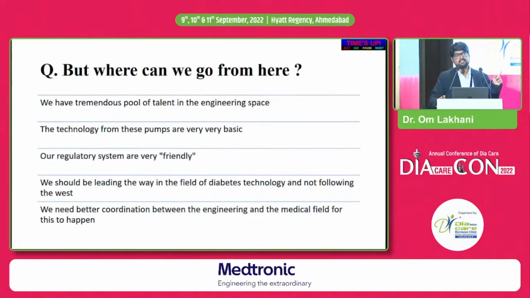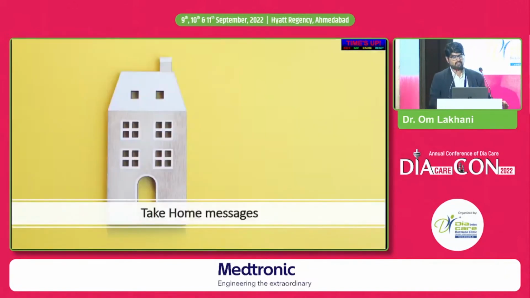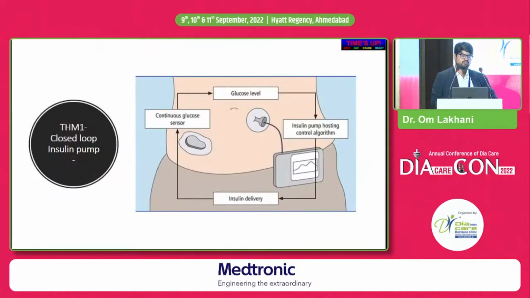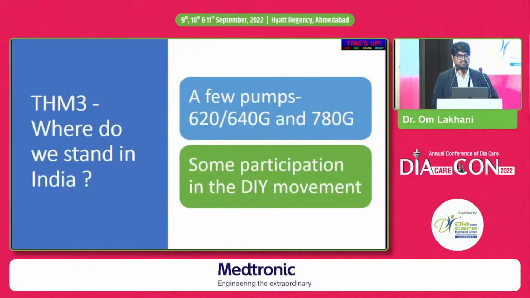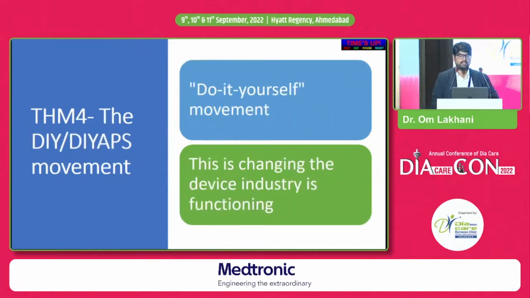And like I said, we could be the leaders in the technology space. We might not be leaders in perhaps other spaces, but in the space of technology, we can definitely be the leaders. So the take home message is, this is what a closed loop device is. There are 6 generations of artificial insulin delivery, what is known as the artificial pancreas or closed loop devices. We have a few pumps in India, the 620, 640G and 780G, which are available. And we have some participation in the DIY movement, which could be much more.